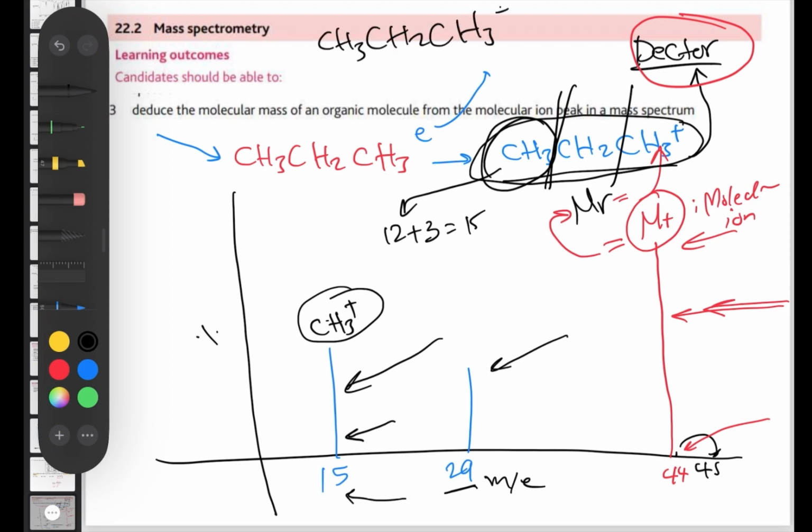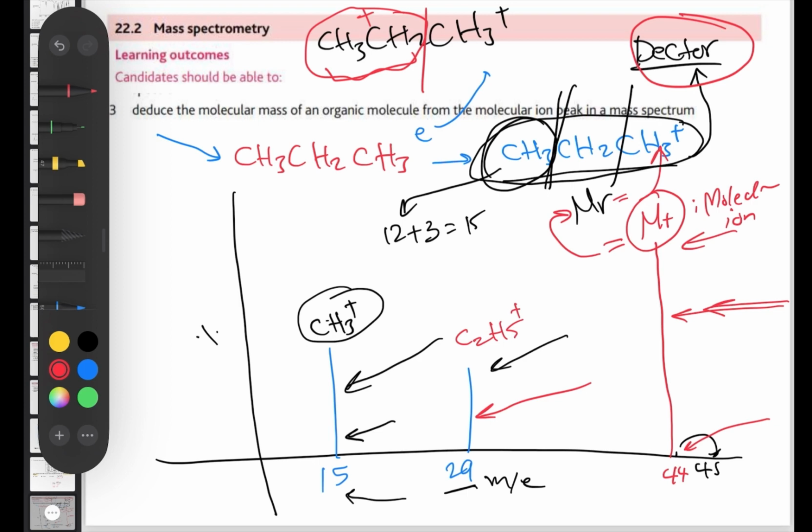As we told you, this guy is unstable. So if we have a breaking that takes place in here, and we get this fragment that carries a positive charge, it then starts to hit the detector again. If you calculate the MR of these two carbons and their hydrogens, we can say, oh yeah, this fragment, the 29 guy, represents the C2H5. And don't forget the positive sign. You have to indicate that this is a positive sign.